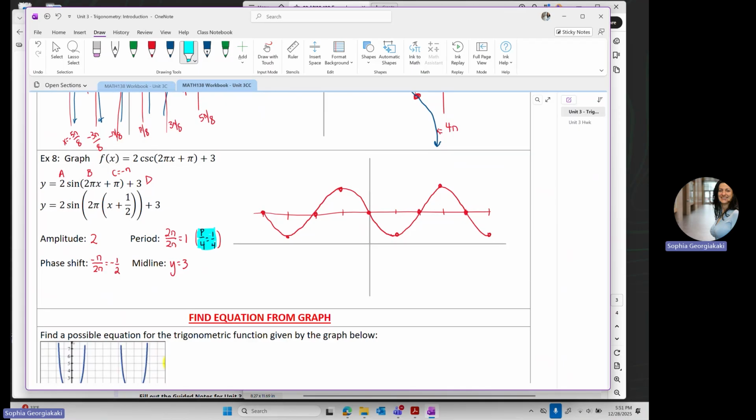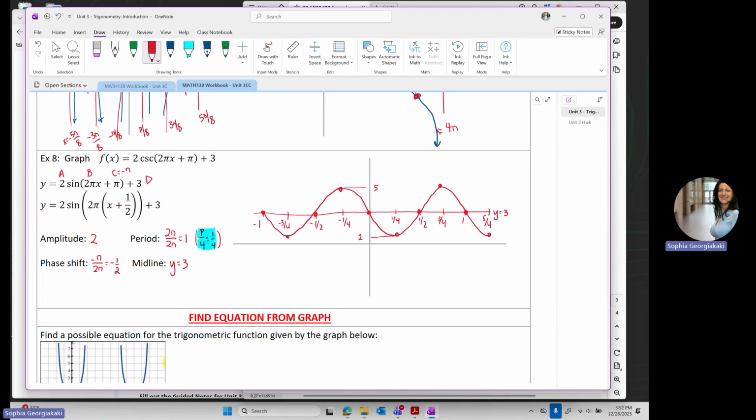That is this value that I need to know so that I can sketch the points. Since the midline is y equal to 3 and the amplitude is 2, this point has a y of 5 and these points have a y of 1. Now, let's put the numbers here. This is 1/4, 1/2, 3/4, 1, 5/4, etc. On the back side, negative 1/4, negative 1/2, negative 3/4, negative 1.